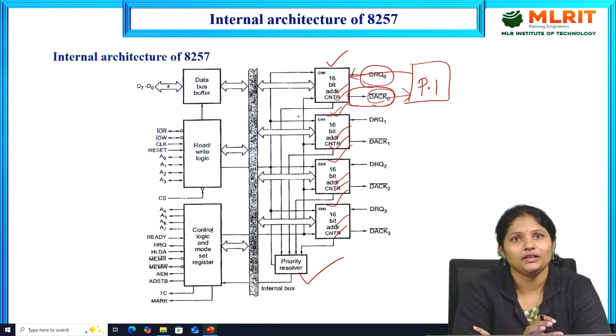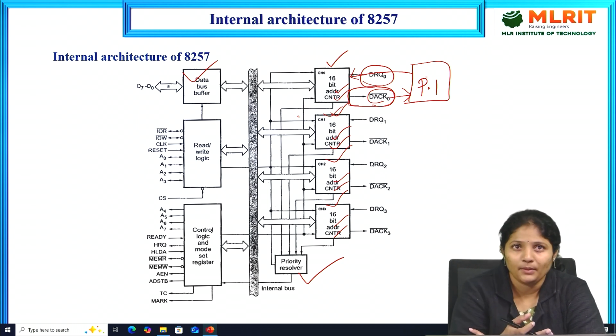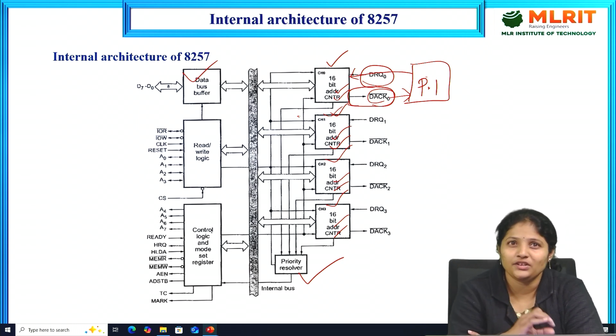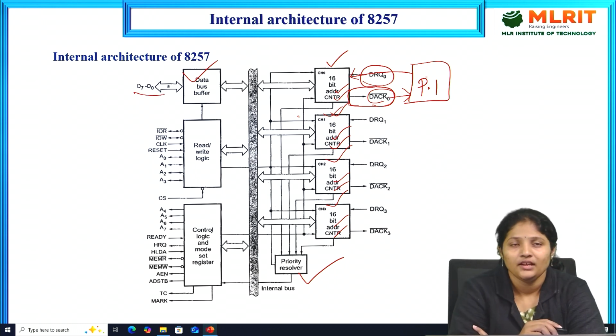Coming to the other part of the 8257, there are 3 main blocks in the 8257. The first one is the data bus transfer, which is used to transfer the data. To write the memory or read the memory, the data should be transferred using the DMA controller. That's why D0 to D7 are the data lines which transfer the actual data.